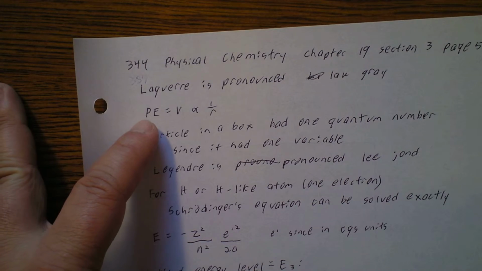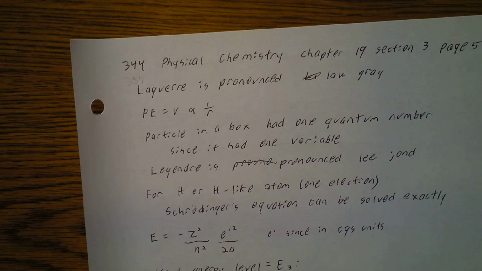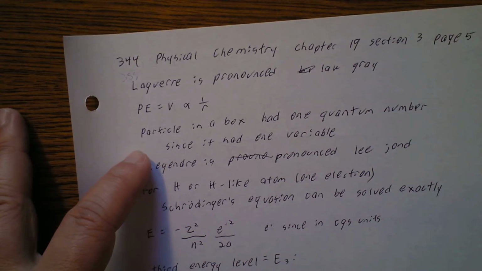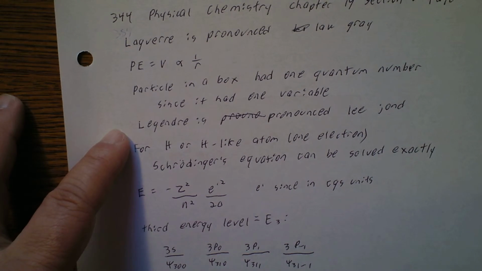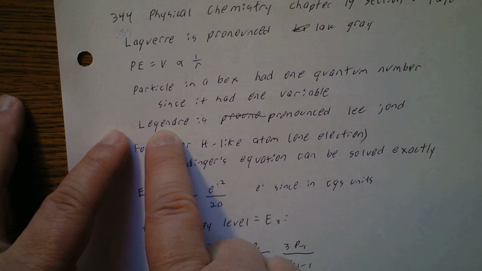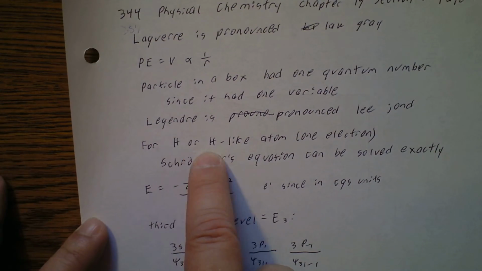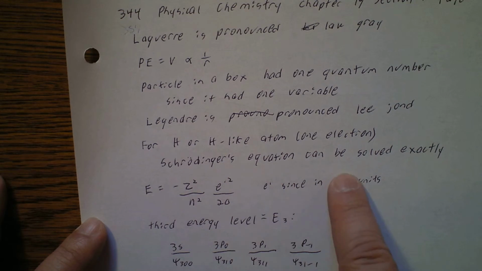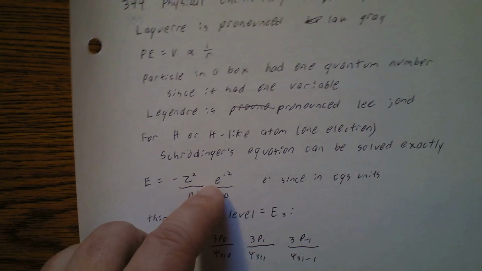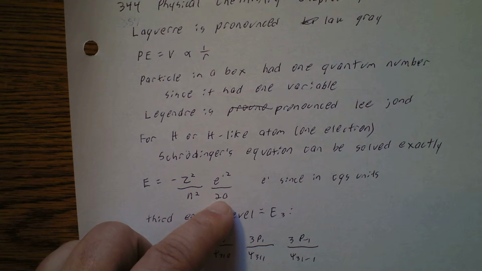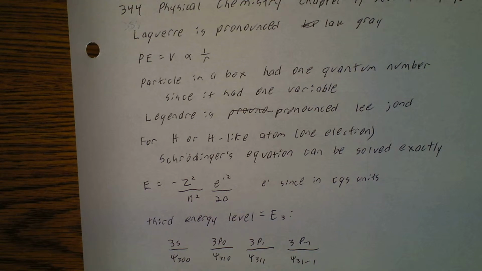So PE, potential energy, is also V, which is proportional to 1 over r. So the particle in the box, remember, had just one quantum number because it only had one variable. Legendre, darn it, different word. Anyway, Legendre. For hydrogen or a hydrogen-like atom, with 1 electron, Schrödinger's equation can be solved exactly. So we get E is equal to minus Z squared over n squared times e prime squared over 2a. And we're using e prime because we're doing this in CGS units, that's all, so we can keep track of everything.